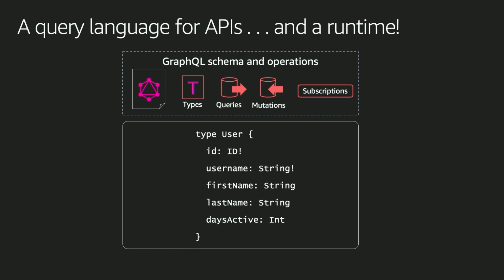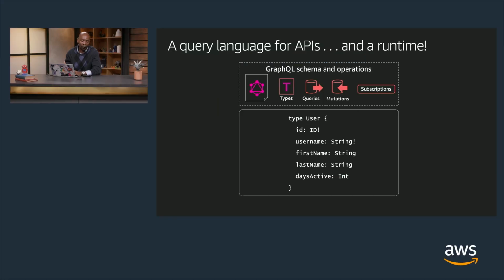GraphQL is a language for your APIs, as I mentioned, and is made up of a couple of components, starting with a schema. A schema is essentially the definition, defines the types that you want to use and that you want to interact with. To interact with those types, you use a couple of operations. You have queries that you use to get and list data types. And if you want to make changes to your data types, you have mutations. So with mutations, you could create, update, and delete data types.